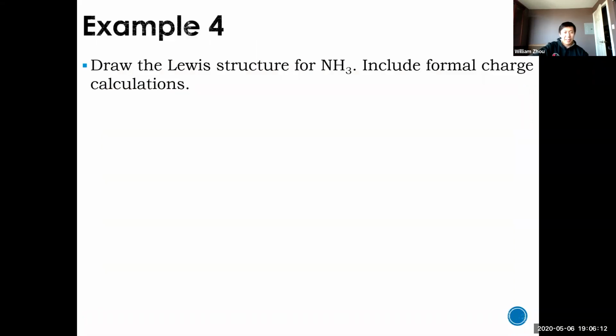We start off easy. Ammonia is a really easy molecule to draw. A lot of you probably already know what the structure looks like, so you can just skip all of those steps. But I'm going to do this one step at a time, showing how this works. If you don't know how to draw this, following the steps will get you the answer all the time.